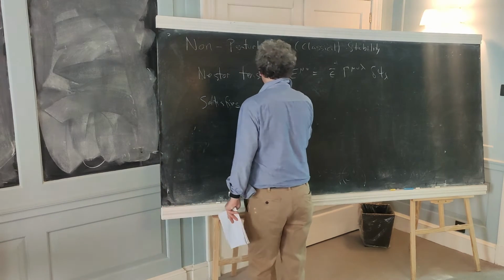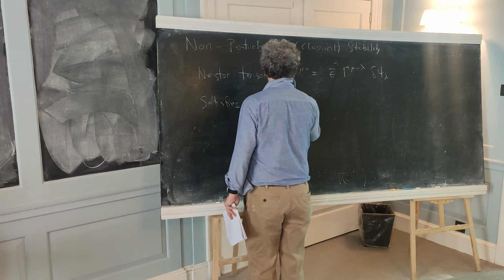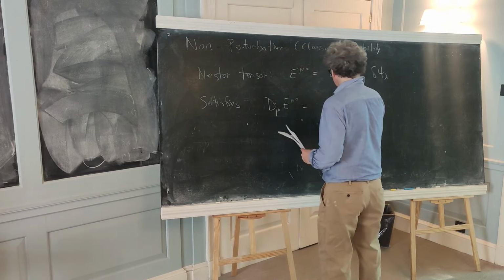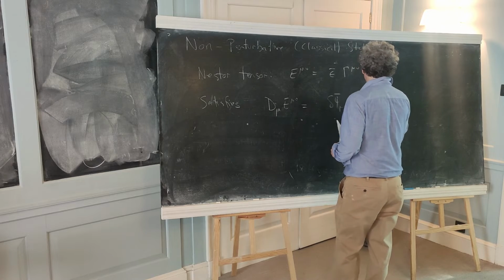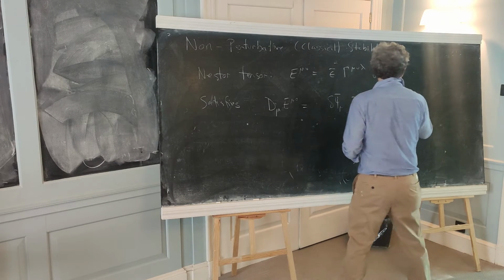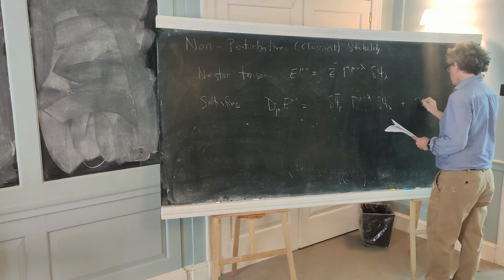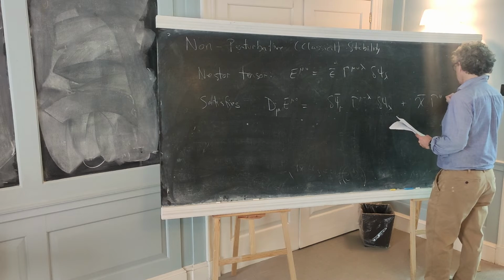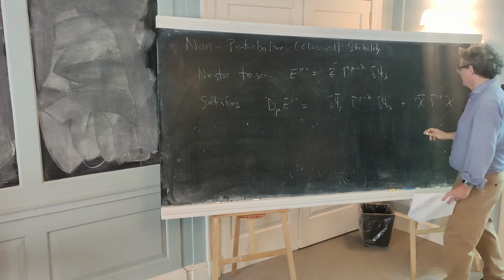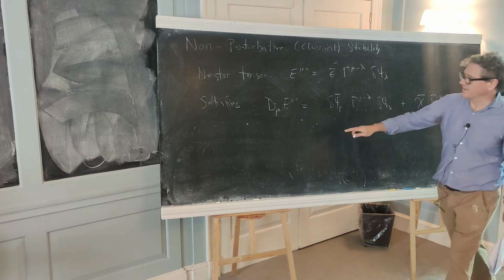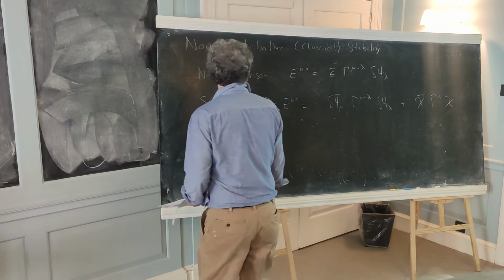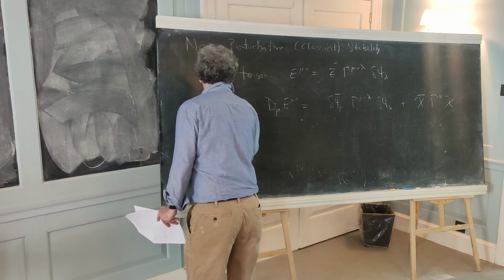What does it do? It satisfies that D^μ E_μν = δψ_μ-bar γ^μνλ δψ_λ, and then in principle there could be another term, but some other spinor. That's what you want this thing to satisfy on shell. So this is a classical statement.